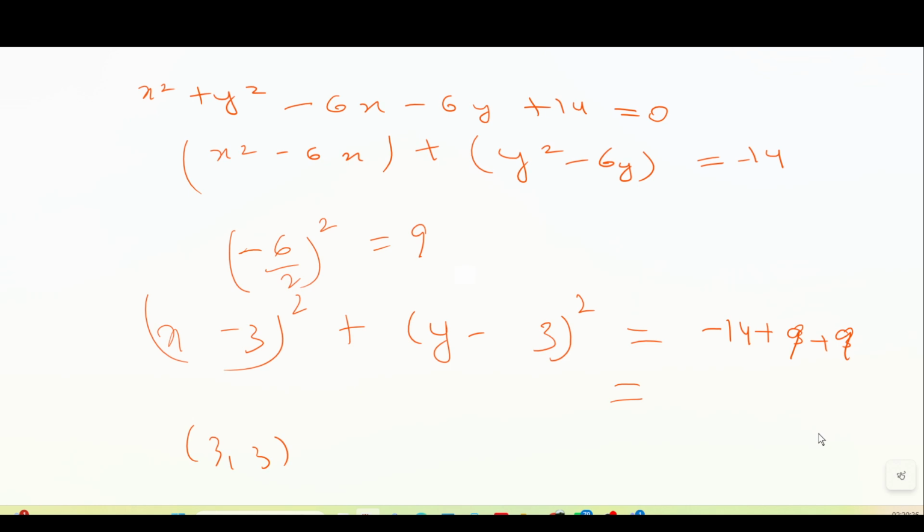See, if you solve it, you'll get 5 here, right? So basically, the radius will be square root 5, because according to the equation, here we have r square. So r square, if we equate it with 5, r will be square root 5, right? Okay, good.